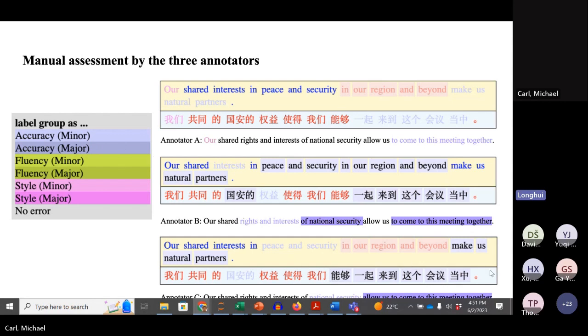As we can see, even for this very single segment, for the specific error types, the 3 annotators choose very differently and align differently and assign the errors differently on the token level, right? And then next slide.